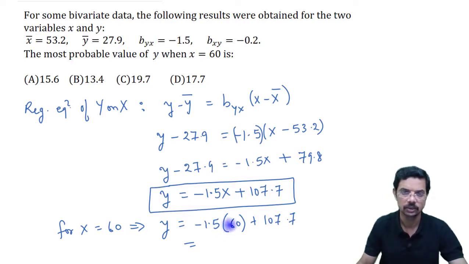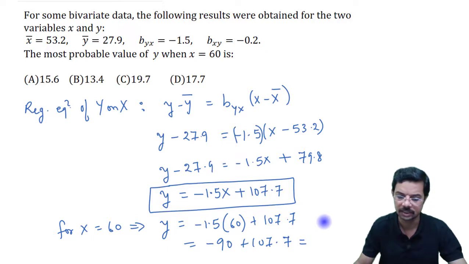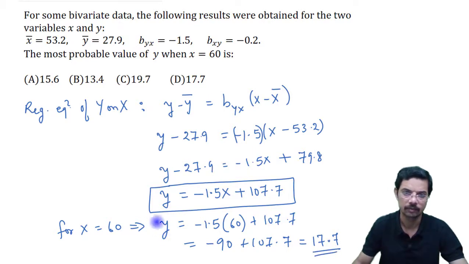So this is minus 90 plus 107.7, which will give you the result, 17.7. What is this? This is y. For x equal to 60, y is equal to 17.7. What is the answer? Option D. Option D, 17.7 is your answer.